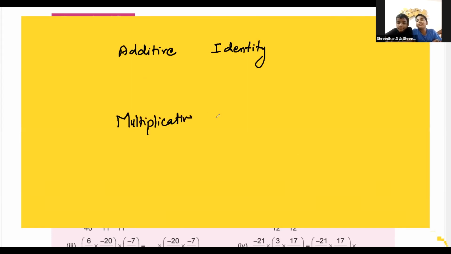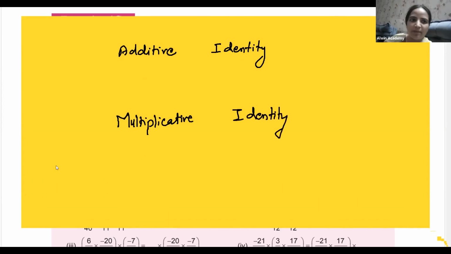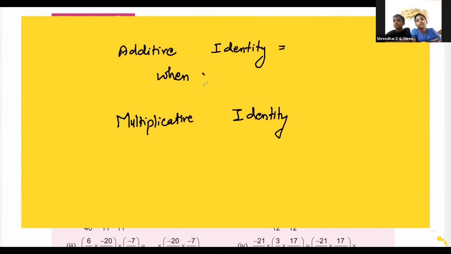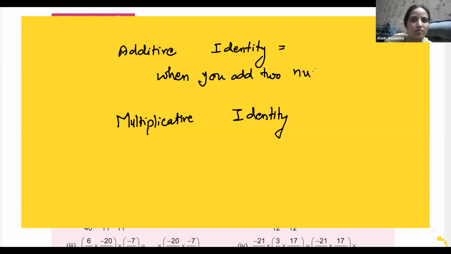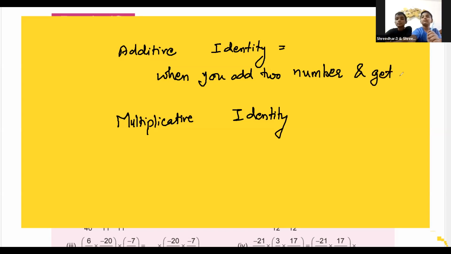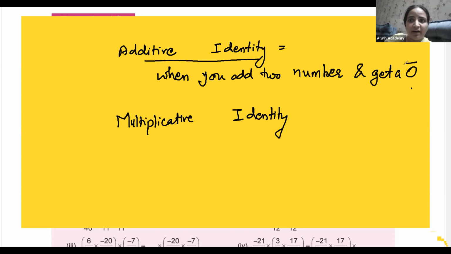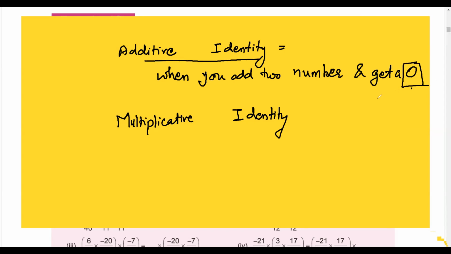Ma'am, when the number stays the same. I'll explain it. Additive identity is when you add two numbers and you get 0. When you add two numbers and you get 0, you call them additive inverses of each other. So additive identity is 0, beta.